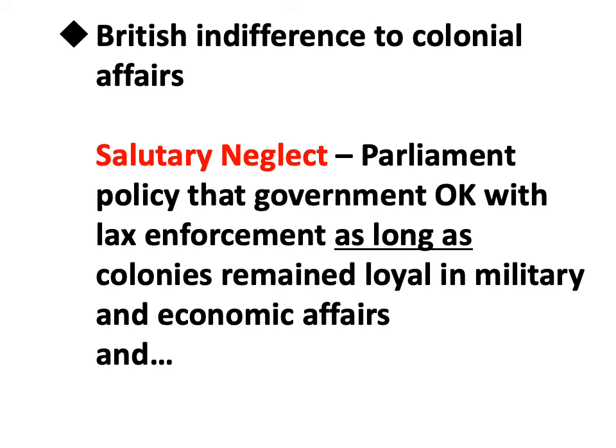And this was an actual policy approved by the British Parliament, which said the government will tolerate lax enforcement of its regulations in the colonies, as long as, and this is important, as long as the colonists remain loyal in military affairs. In other words, they did not fight with Britain's enemies, and economic affairs.